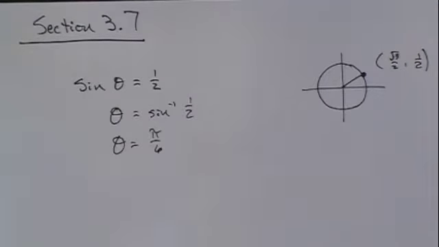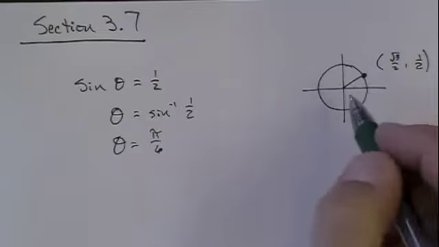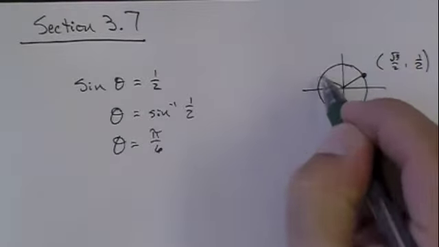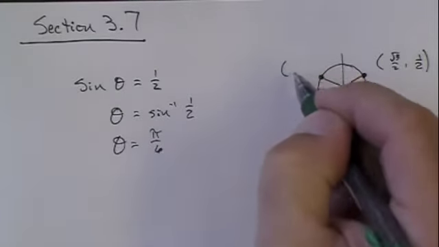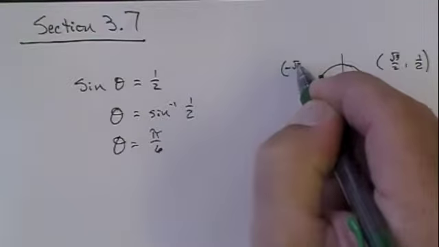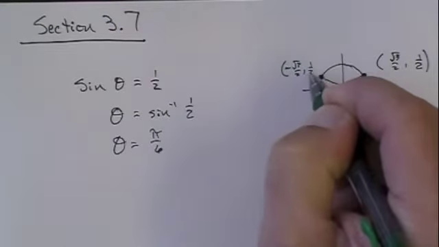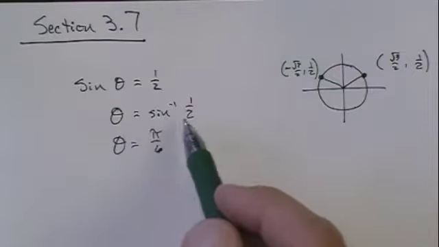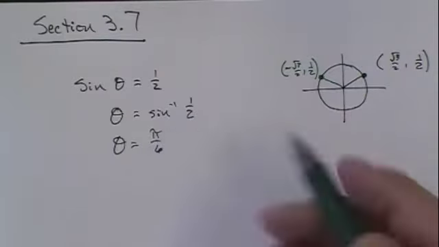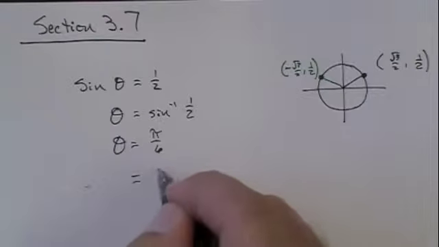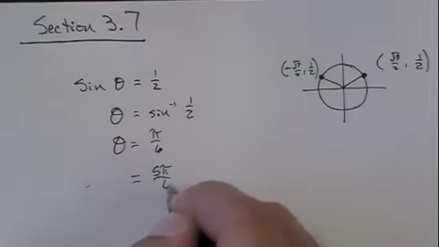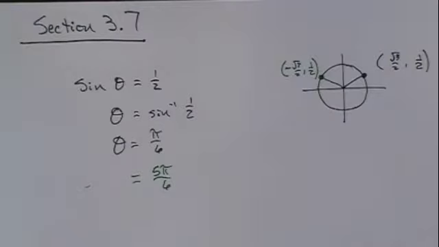But if we're looking at all the possible solutions, all the possible answers, then we would also know that over here at 5 pi over 6, we also have that same value. Now we're at negative square root of 3 over 2 and 1/2. And again, theta, our inverse sine, would be equal to 1/2. So we could also say then 5 pi over 6 would be a possible answer as well.